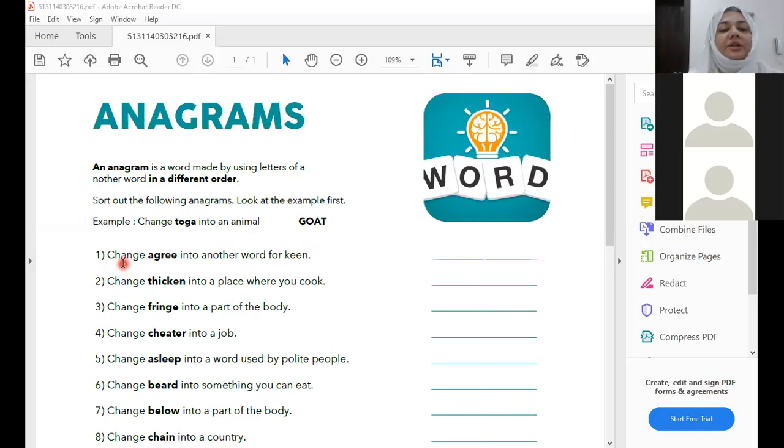Okay, the first one is change agree into another word for keen. Keen means to learn, to know something. Anything like you say yes to something, you say yes, I can do it, you have the ability to do. So what is the meaning of keen? We'll change the word agree.